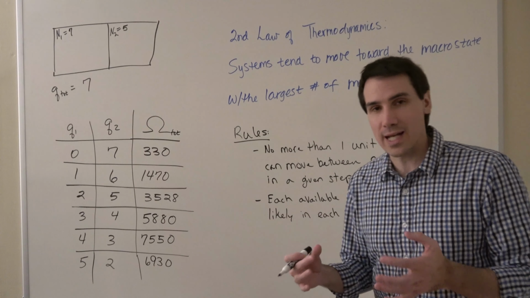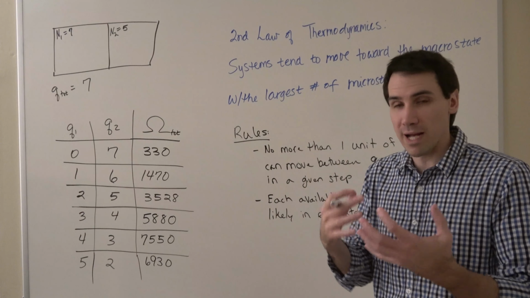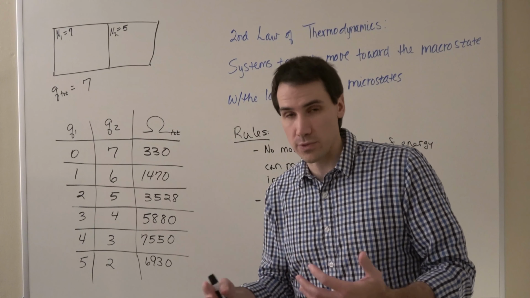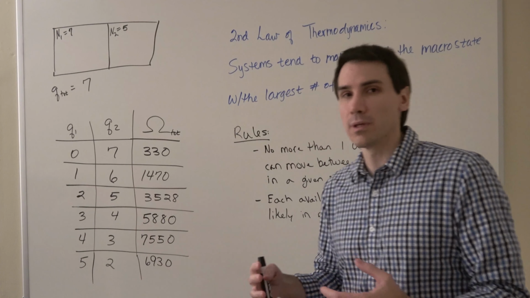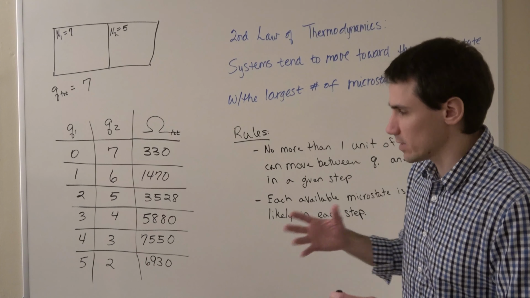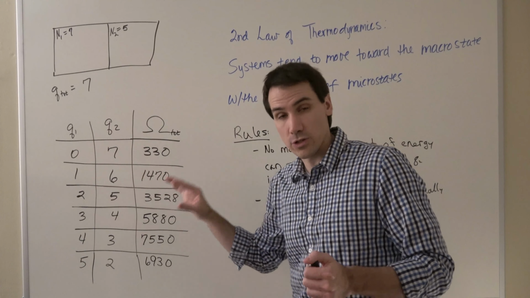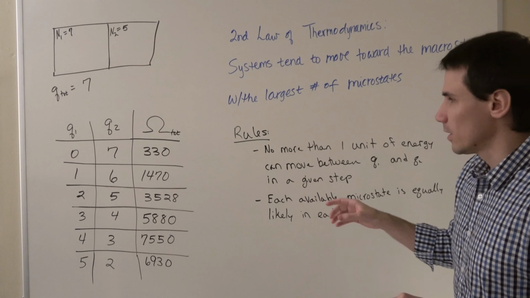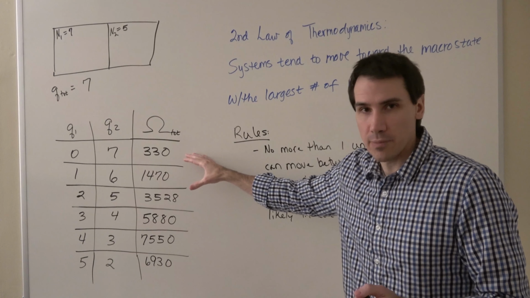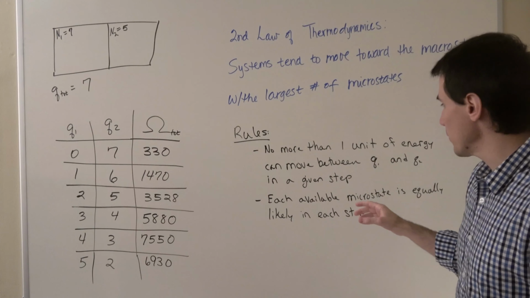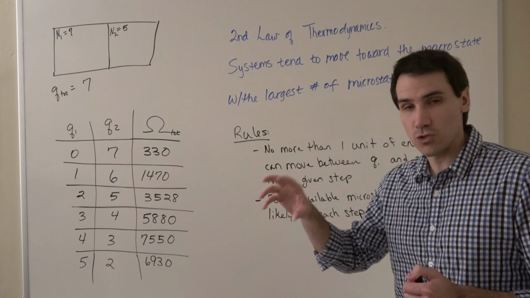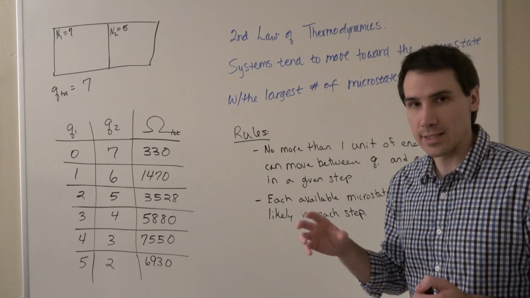So to demonstrate how this energy can move back and forth and lead us to a state with more microstates, the more probable macro state of the system, the more probable distribution of energy between the two, we're going to play a little game, and the rules are we are going to move step by step, and in one step we can exchange no more than 1 unit of energy between the two Einstein solids.